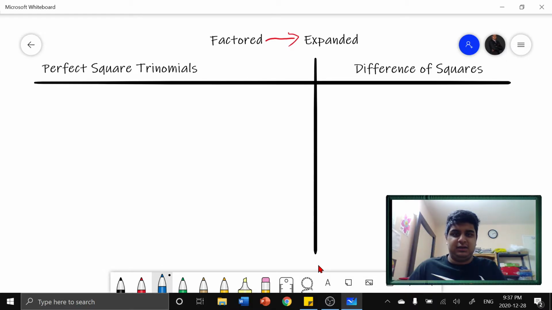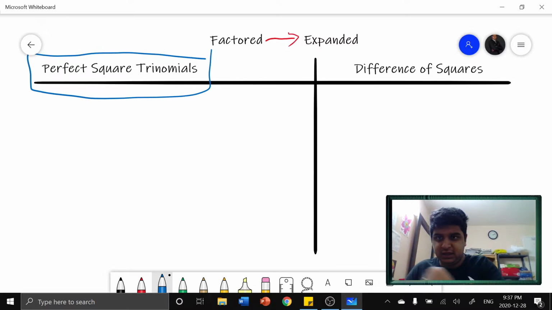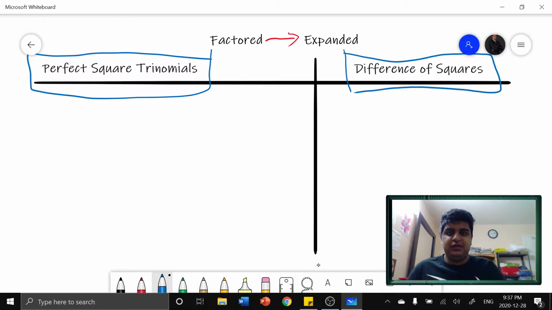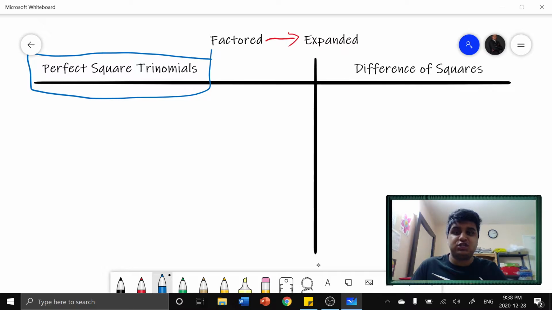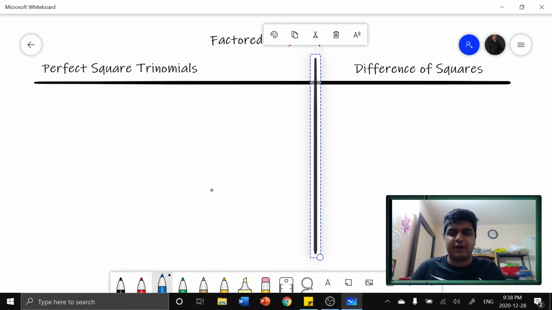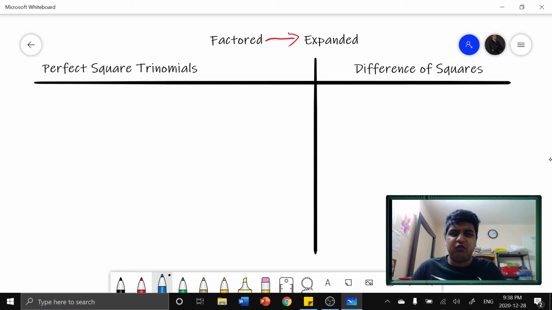Hello there. Today we're going to look at two unique kinds of factoring. One is using perfect square trinomials, which we have here on the left-hand side. And another is using difference of squares, which we have here on the right-hand side. These two methods are actually unique in that they pretty much require us to use a single formula and identify the kind of thing that follows that particular formula, and then we're good to go. So let me show you exactly what I mean.